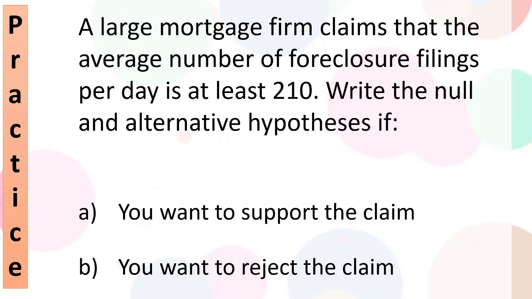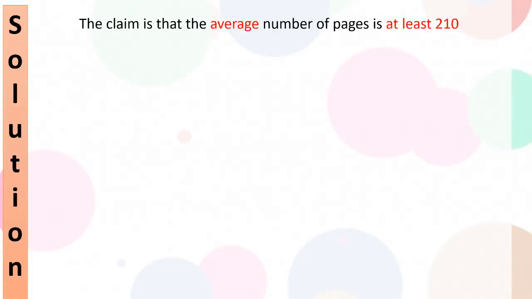Okay, so let's read this claim and figure out what comes out naturally. The claim is that the average number of pages is at least 210. At least means greater than or equal to, because it's at that level or more. So mu greater than or equal to 210. So this is a natural H naught, but we may have to tweak it to satisfy the question.